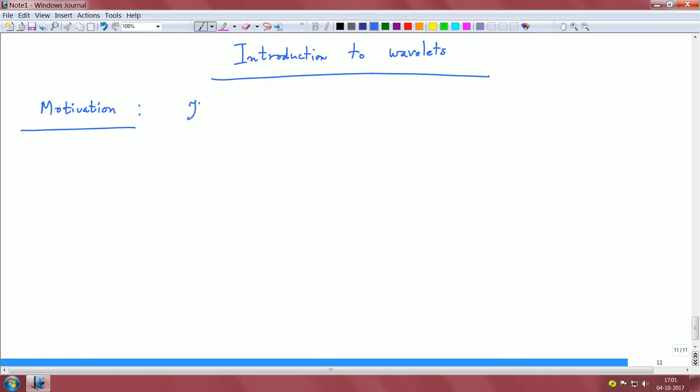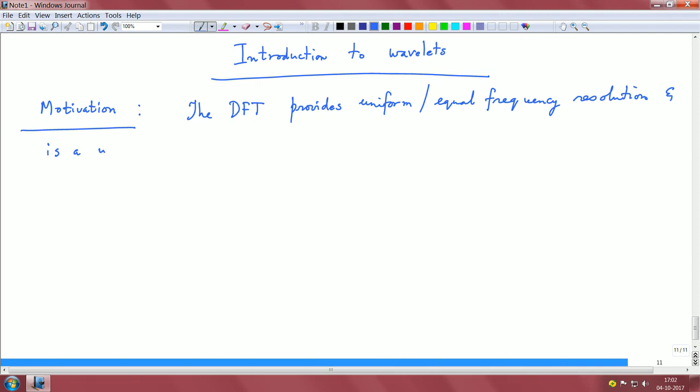If you think about the discrete Fourier transform, the DFT provides uniform or equal frequency resolution and is a useful tool for analyzing the spectral content.